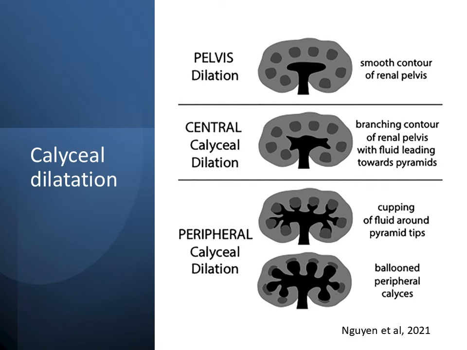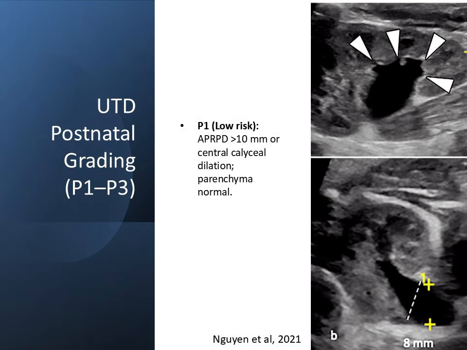The only way for UTD-P2 to be upgraded to UTD-P3 is if there is associated parenchymal thinning or abnormal echotexture, bladder abnormality, or oligohydramnios. UTD-P1 shows mild dilation with normal parenchyma. UTD-P2 indicates peripheral calyceal or ureteral dilation with preserved parenchyma. UTD-P3 shows parenchymal thinning or bladder abnormalities, suggesting higher risk of obstruction.